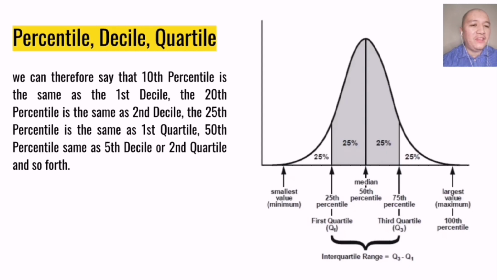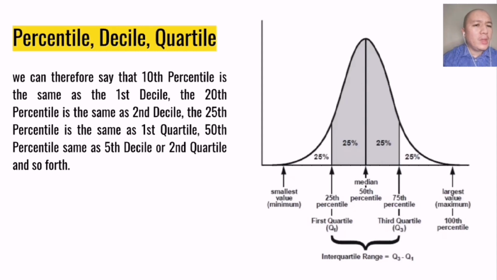For example, the 25th percentile. Your 25th percentile is equivalent to the first quartile. That's what we mentioned earlier. Between the minimum, or the smallest value, and your median lies what you call Q1, the first quartile. Now, from your median to the other end, in the middle of that lies your 75th percentile and your third quartile, which is also equivalent.